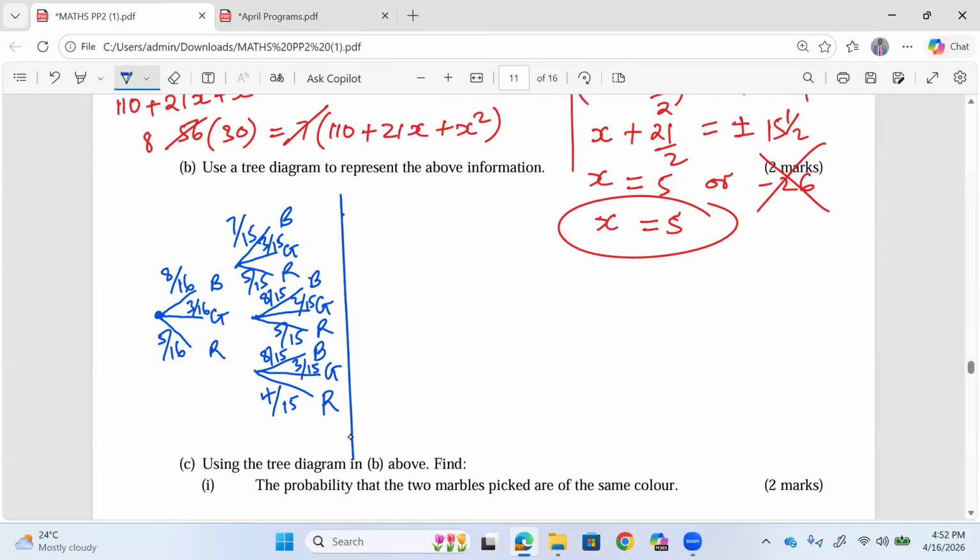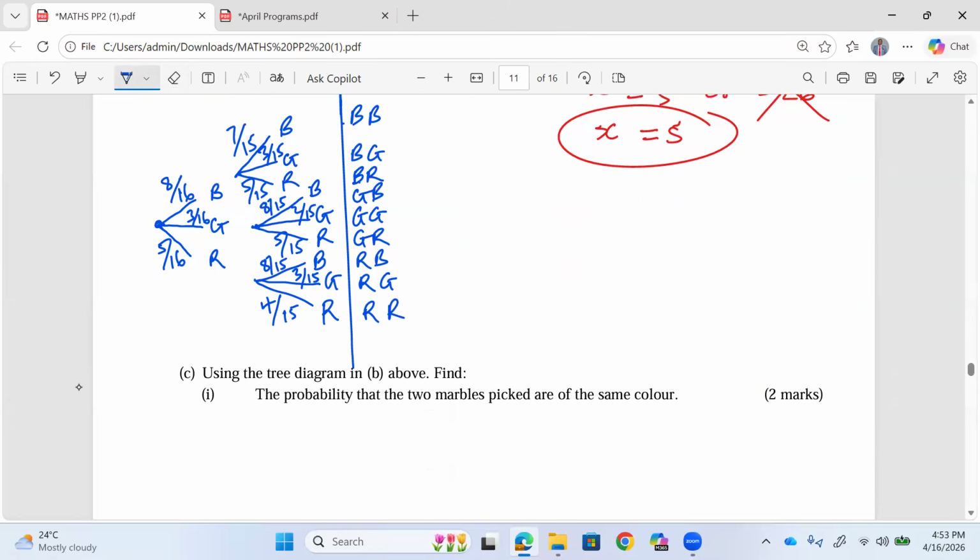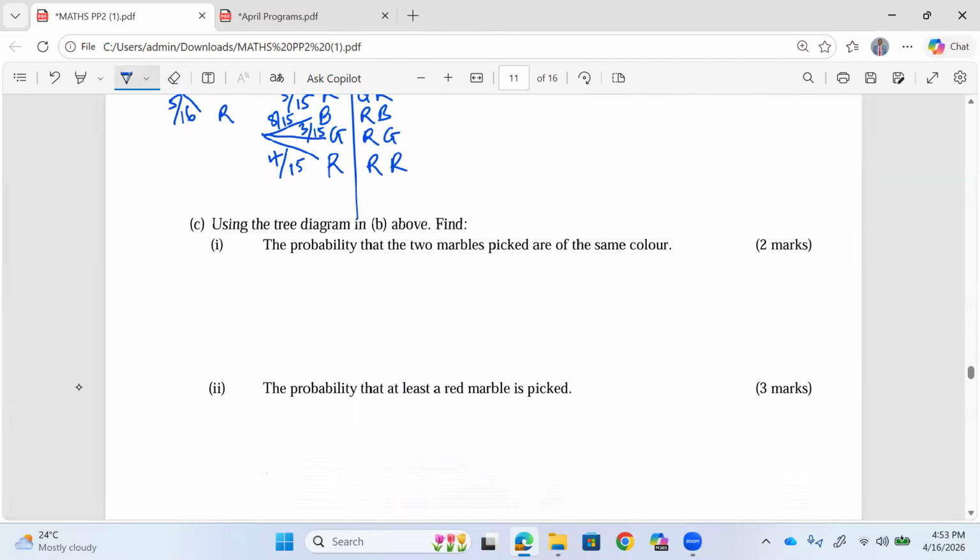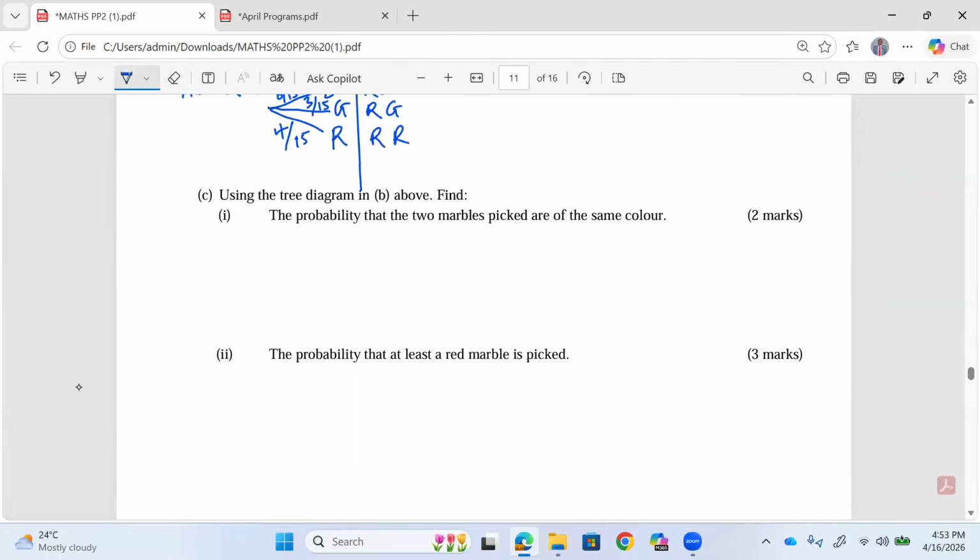It's good to analyze the information at the end of the tree diagram. This is a blue followed by blue. This is a blue, then green. This is a blue followed by red. Then we can have green and blue, green and green, green and red, red, blue, red, green, red, red. Those are the possibilities. After this, we can check the questions that come from the tree diagram.